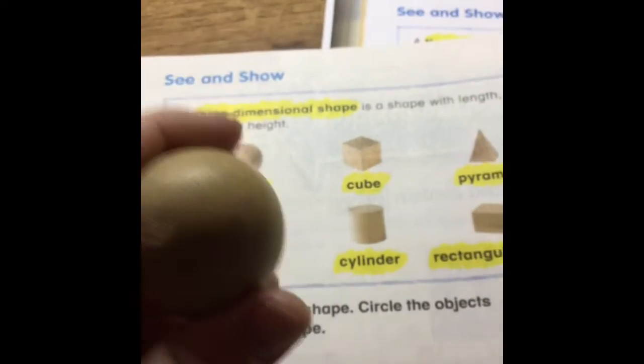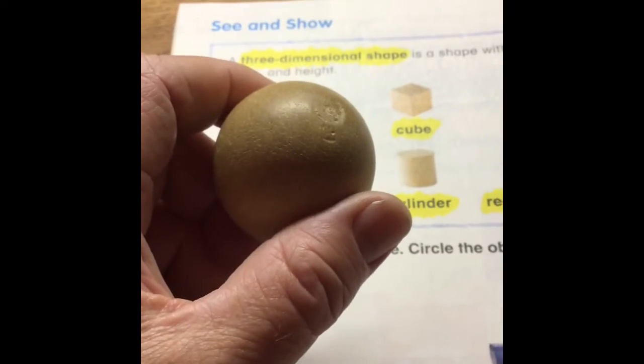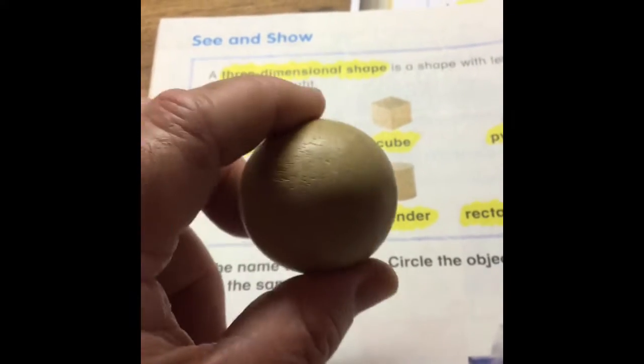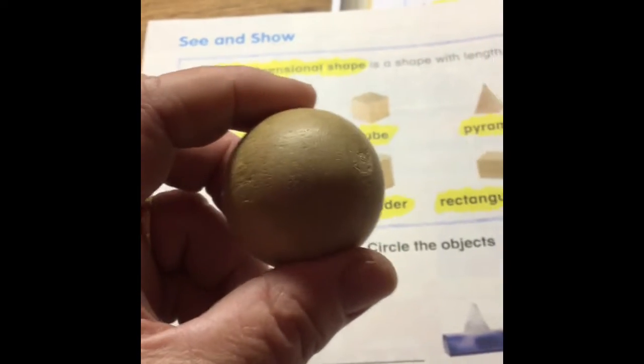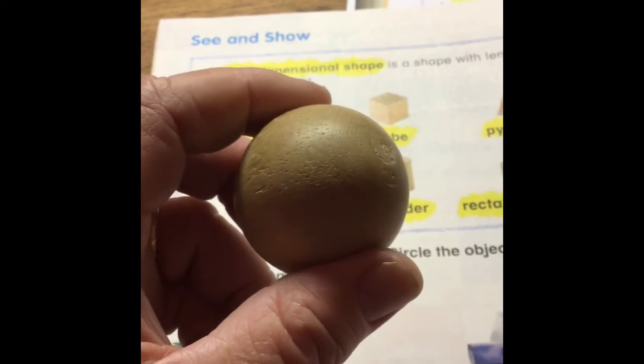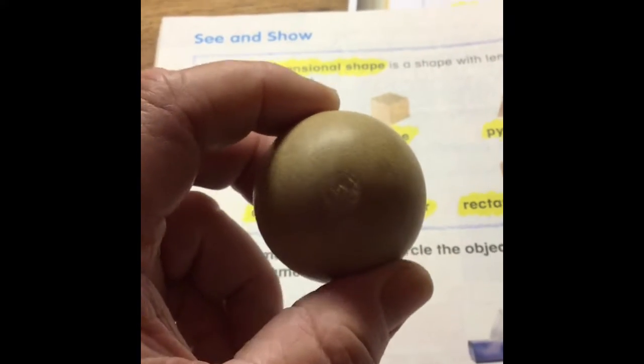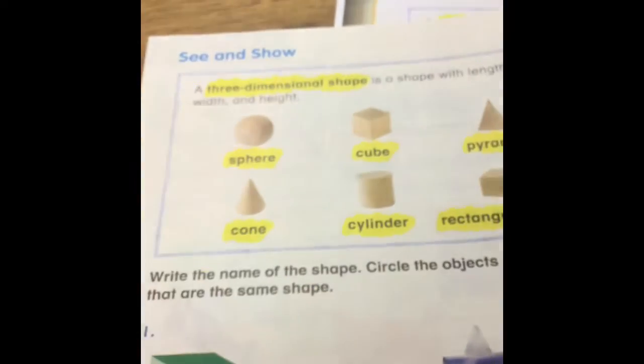You can see it. So our first shape is a sphere. A sphere is like a ball, and it rolls. The most common example we have at school would be the red bouncing balls that we use at recess. So this is the sphere.